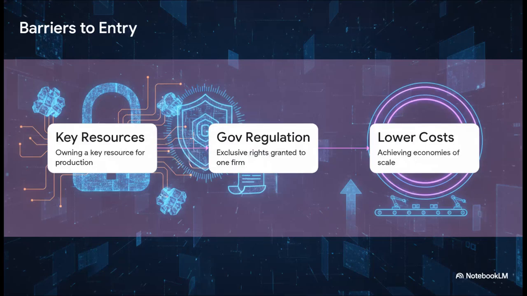Let's initialize Phase 1, the birth of a monopoly. A monopoly survives and thrives because of something called barriers to entry. Basically, this is what stops other ambitious companies from jumping into the ring to compete. And these barriers essentially come from 3 main sources.